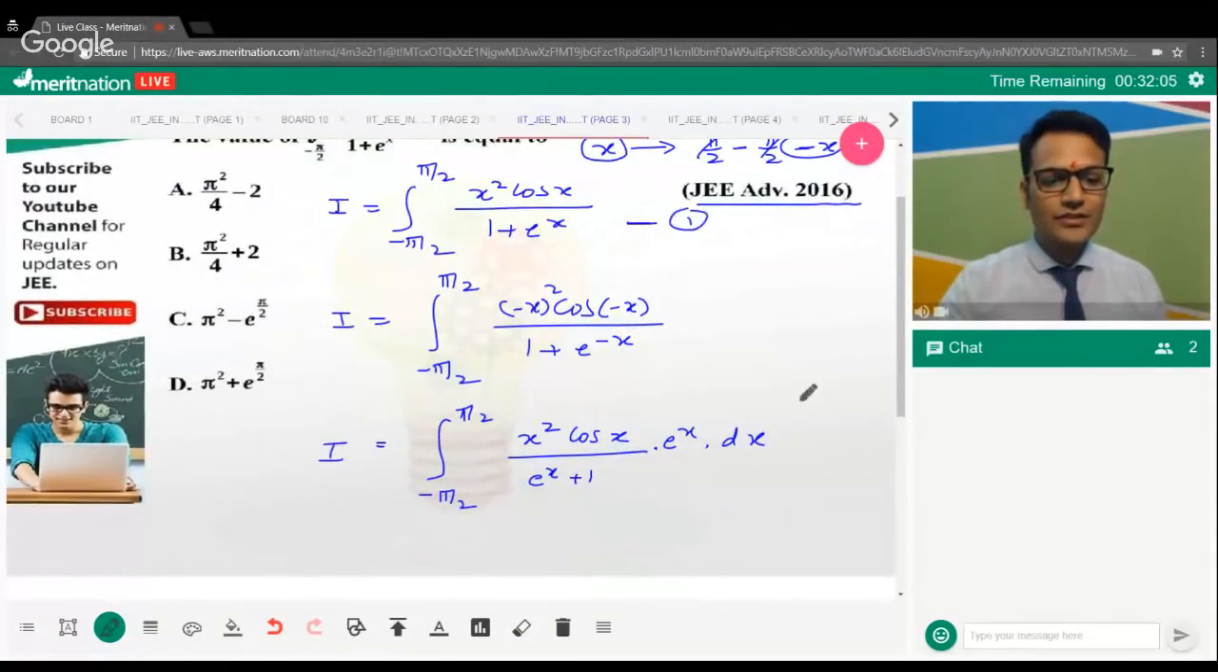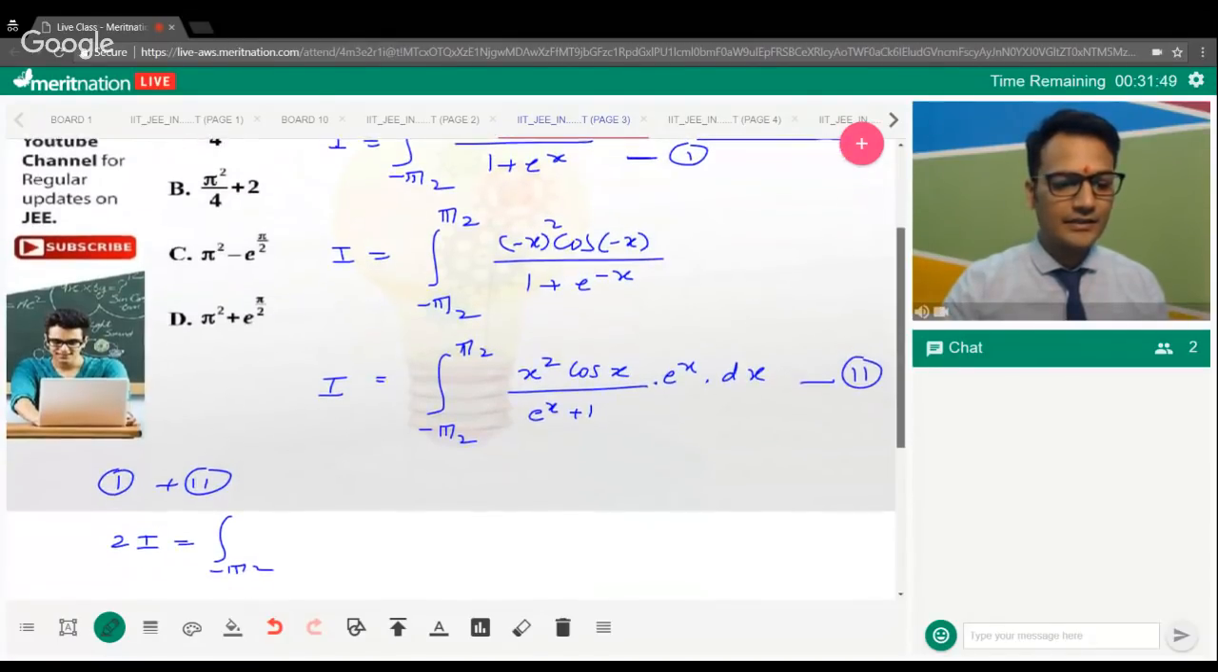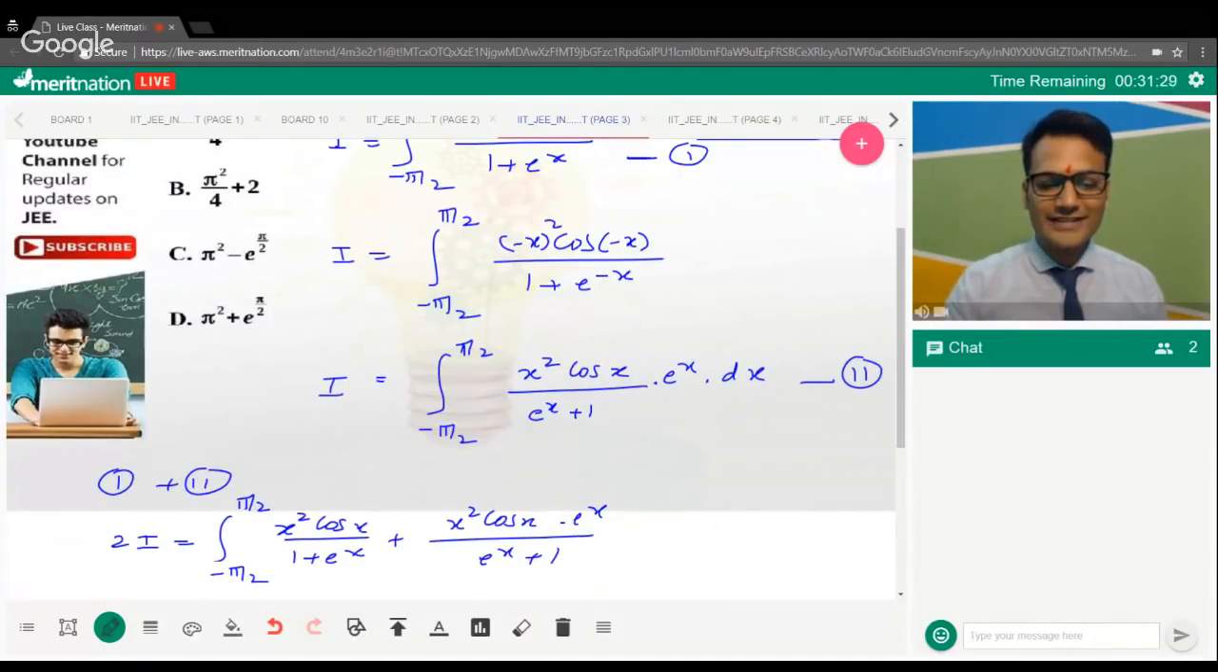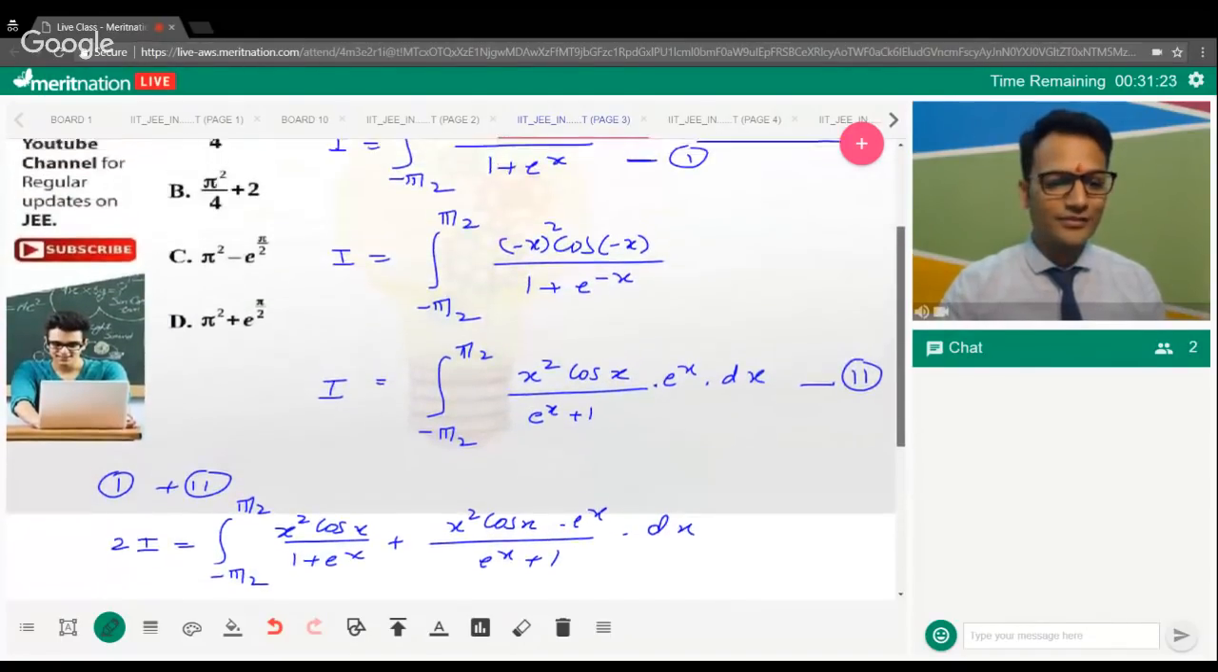Now, if I assume this equation to be equation number 1 and this equation to be equation number 2, and add both of them, 1 plus 2, over here we can say 2I can be written as negative pi by 2 to pi by 2. Wait a second. Let's take a little bit more space. Negative pi by 2 to pi by 2, and then I'll add these two. So you will see x square cos x upon 1 plus e to the power x is being added to x square cos x e to the power x upon e to the power x plus 1. You can take x square cos x as common. So you don't have to write these many steps again.